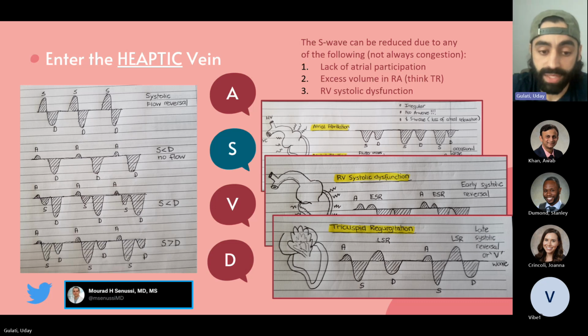And then in really severe tricuspid regurgitation, which you can also assess with Doppler, you'll always see S flow reversal, meaning that in systole, you'll always get backwards flow, because with every systolic contraction, that tricuspid valve is open because of regurg, and it's going backwards.